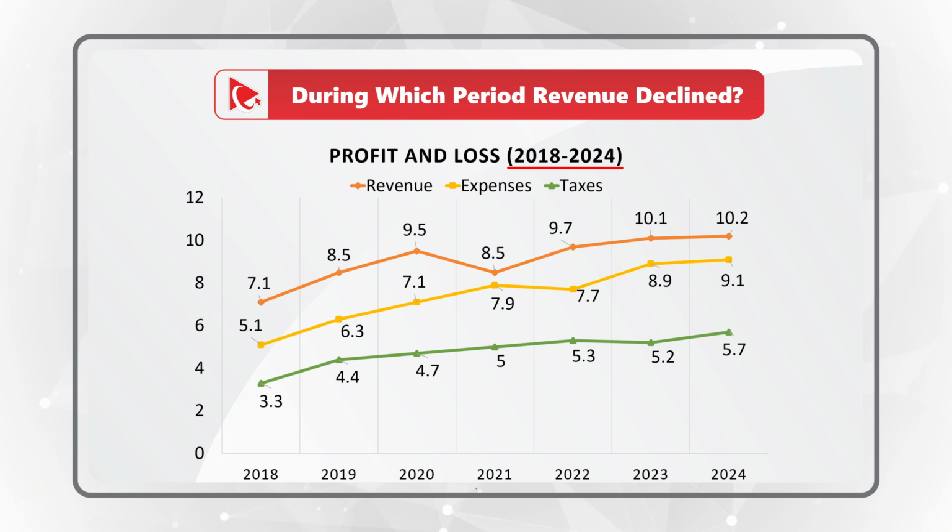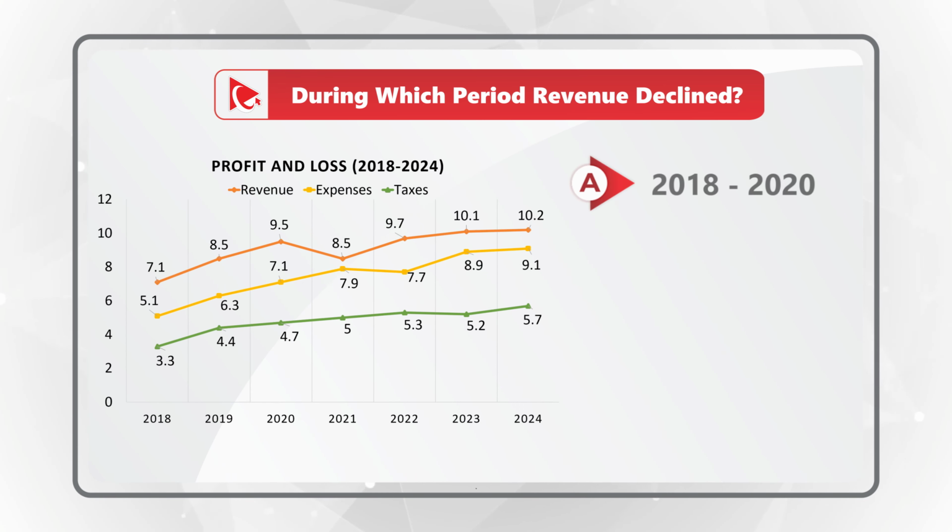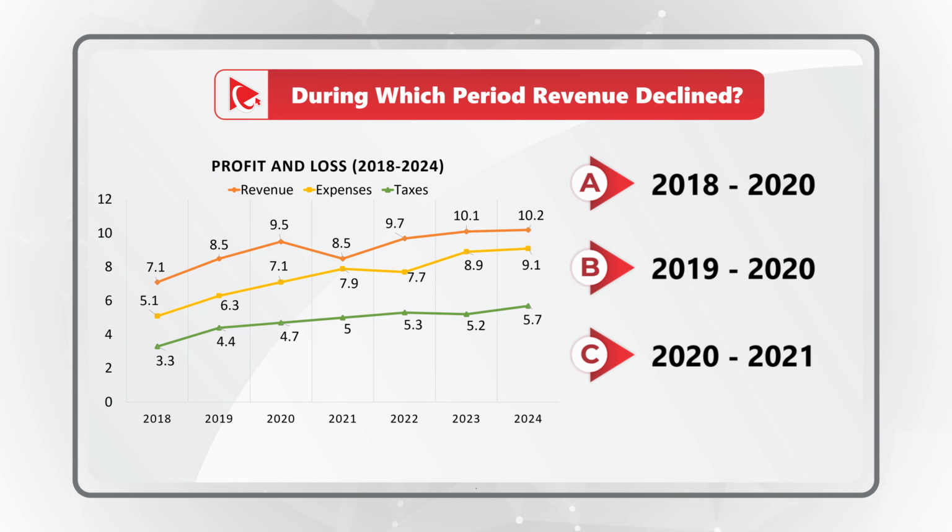On the chart, you see 3 lines representing revenue, expenses, and taxes. And you need to select the final answer out of 4 different choices. Choice A, the period between 2018 and 2020. Choice B, the period between 2019 and 2020. Choice C, the period between 2020 and 2021. And choice D, the period between 2023 and 2024.